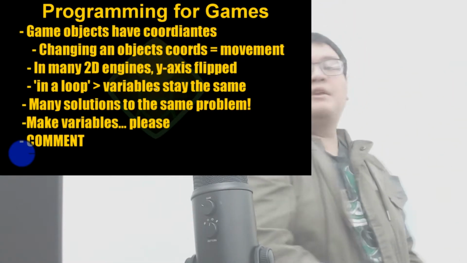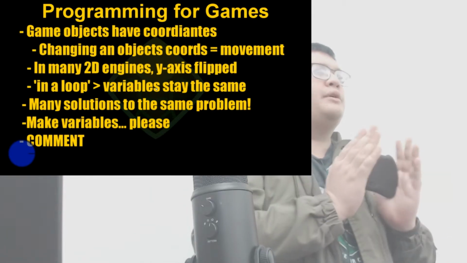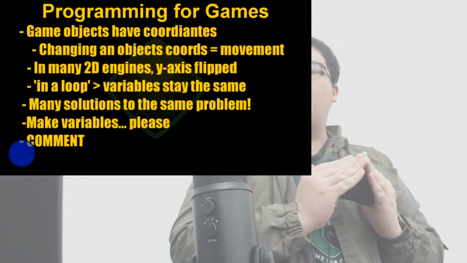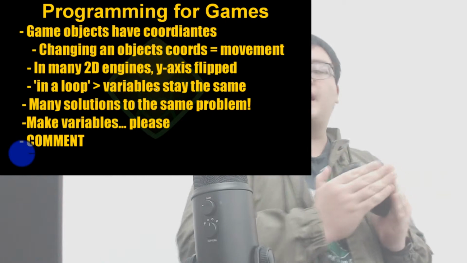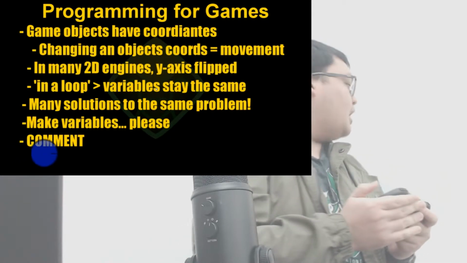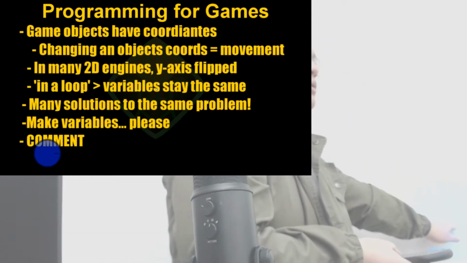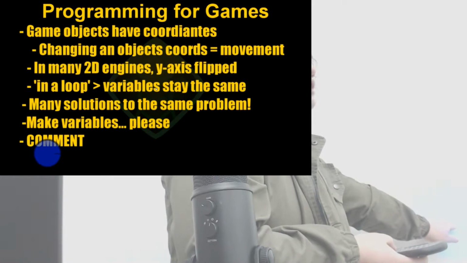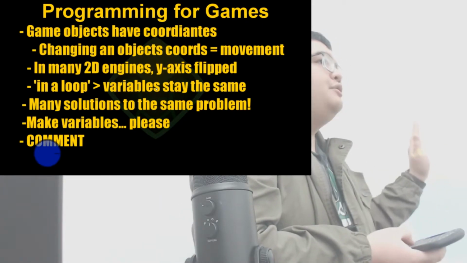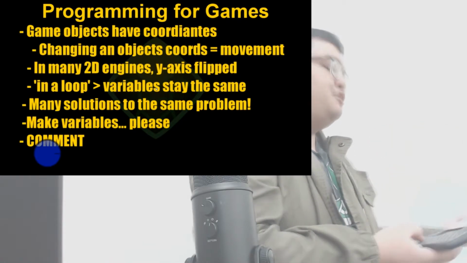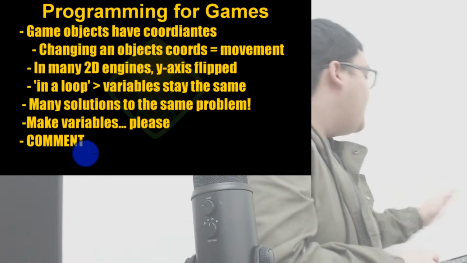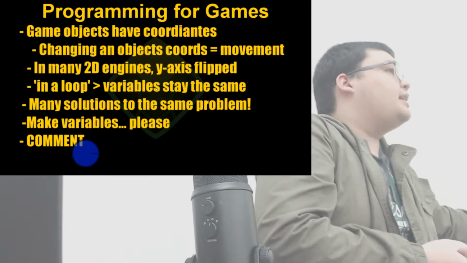So programming for games specifically, as I mentioned, there are some differences. Game objects have coordinates, as you might have guessed. In the case of moving an object, if let's say this is the origin, 0, 0, if I want it to move to the right, I add to its x value. That should relatively be simple to understand. If I add 8, it is now at 8.